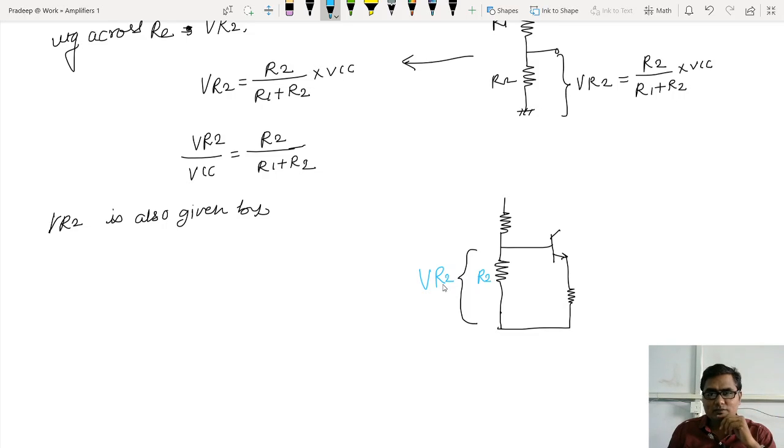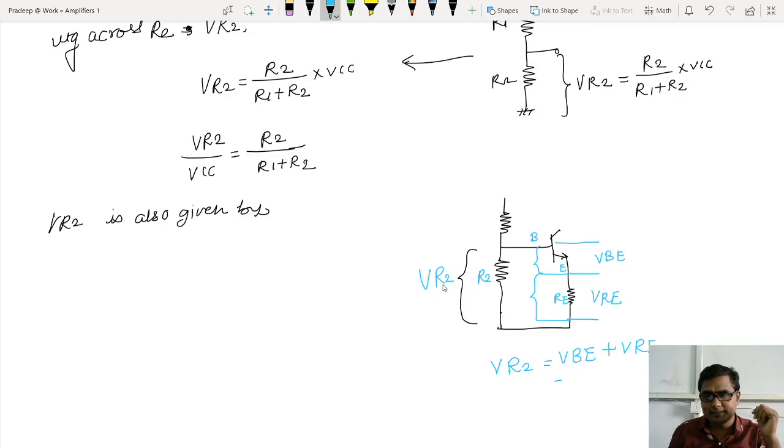Now look at this. The voltage across resistor R2 is nothing but this voltage plus this voltage. What is this voltage, and what is this voltage? This voltage is the base-to-emitter voltage, and this is the voltage across resistor RE, so I can write it as VRE. So VR2, from the diagram, can be written as VBE plus VRE.